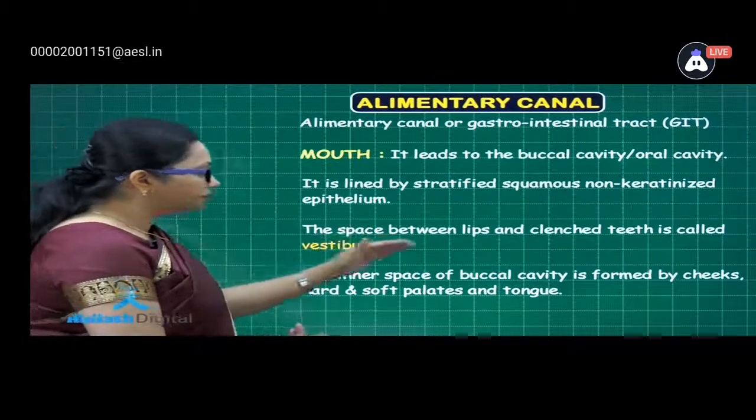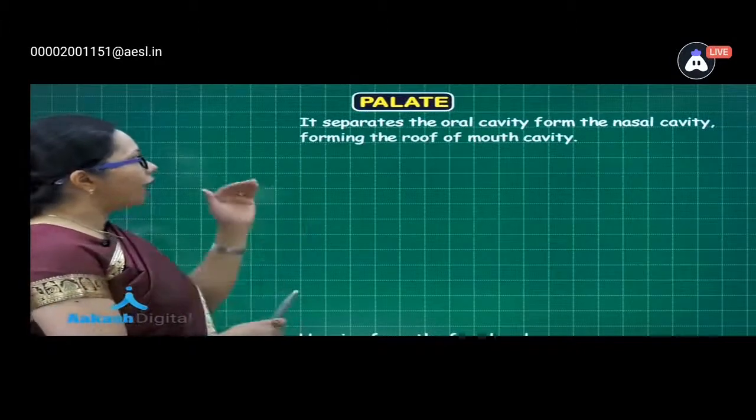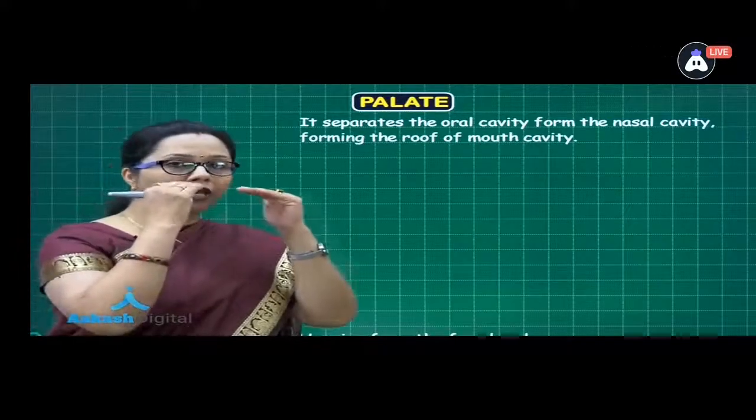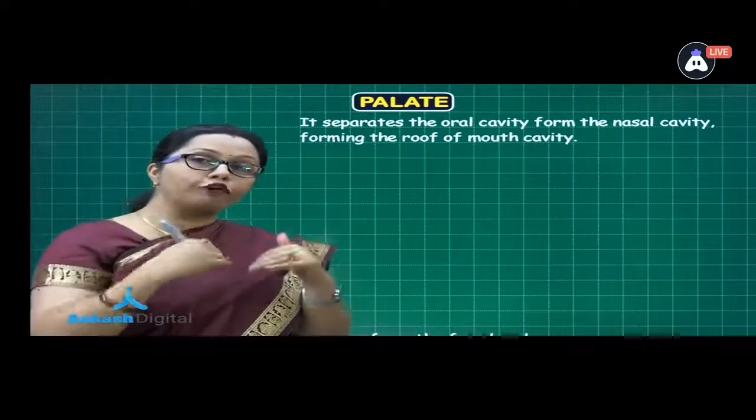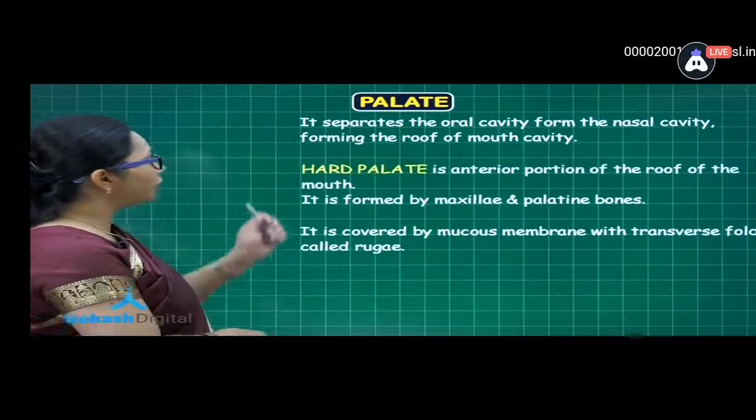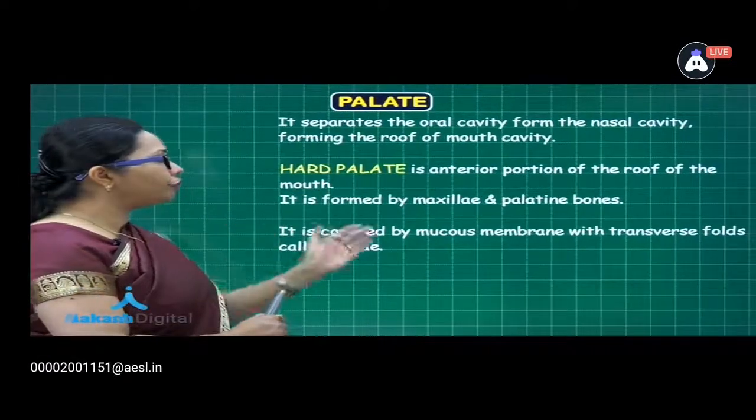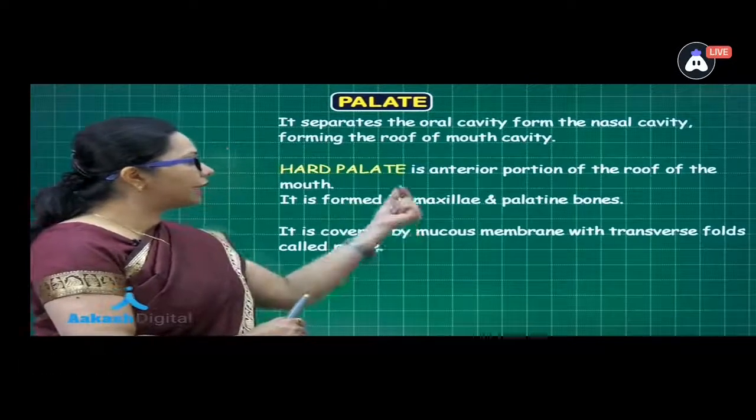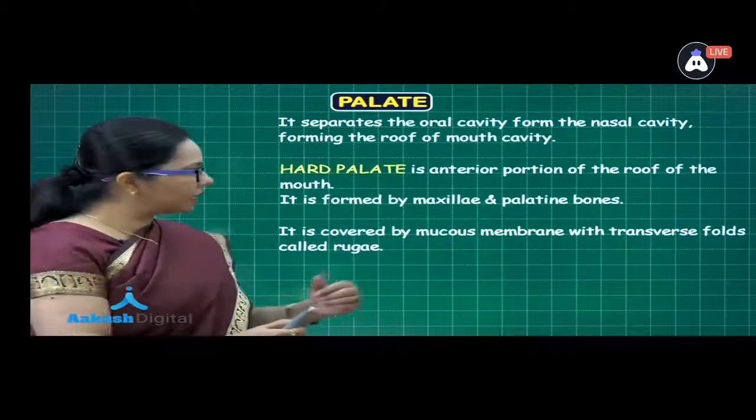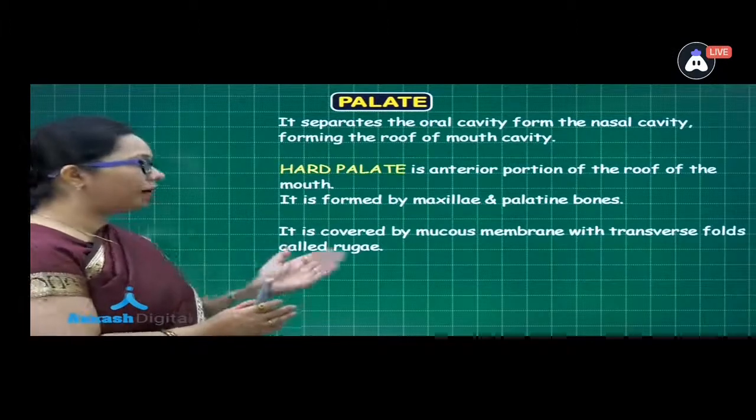So first of all, taking up the roof of the buccal cavity, which is called the palate. And the palate separates the oral cavity from the nasal cavity. So the palate is the roof of the buccal cavity, or we can say it is the floor of the nasal cavity. Now in this palate also we have two parts, the anterior one, that is called the hard palate. It is the anterior portion and it is formed by our skull bones, that is the maxillae and the palatines. We have one pair of maxillae and one pair of palatine bones. So these combined are forming the structure of the hard palate.